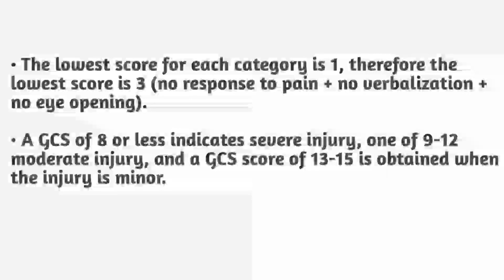The lowest score for each category is 1, therefore the lowest score is 3: no response to pain plus no verbalization plus no eye-opening. A GCS of 8 or less indicates severe injury, 9 to 12 moderate injury, and a GCS score of 13 to 15 is obtained when the injury is minor.